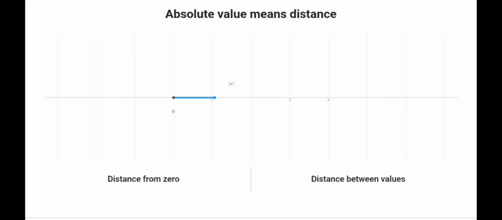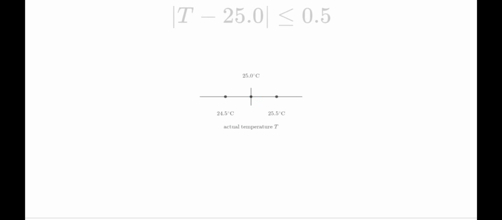The first idea begins with absolute value because absolute value turns a difference from a target into a distance. An absolute value is a distance. So the absolute value of a number tells how far that number is from zero, and the absolute value of a difference tells how far one value is from another value.